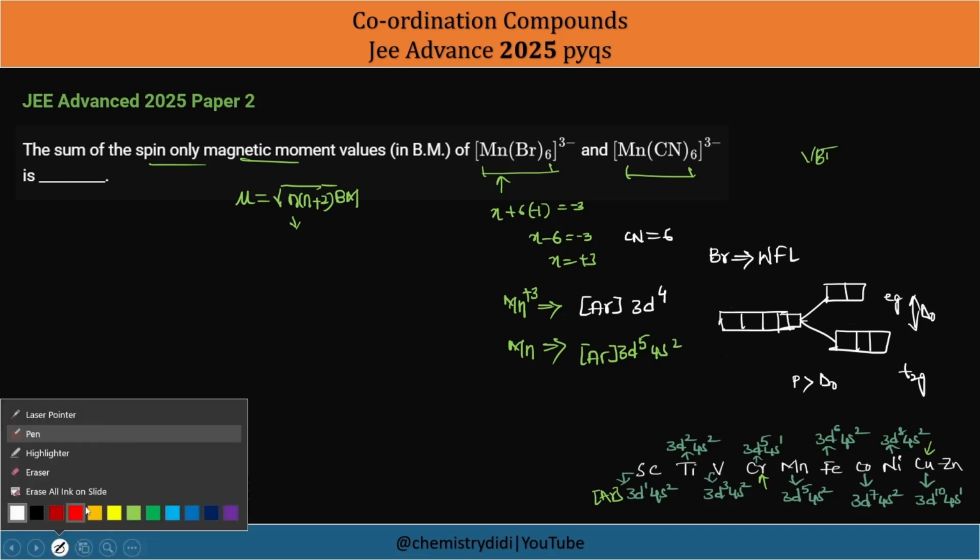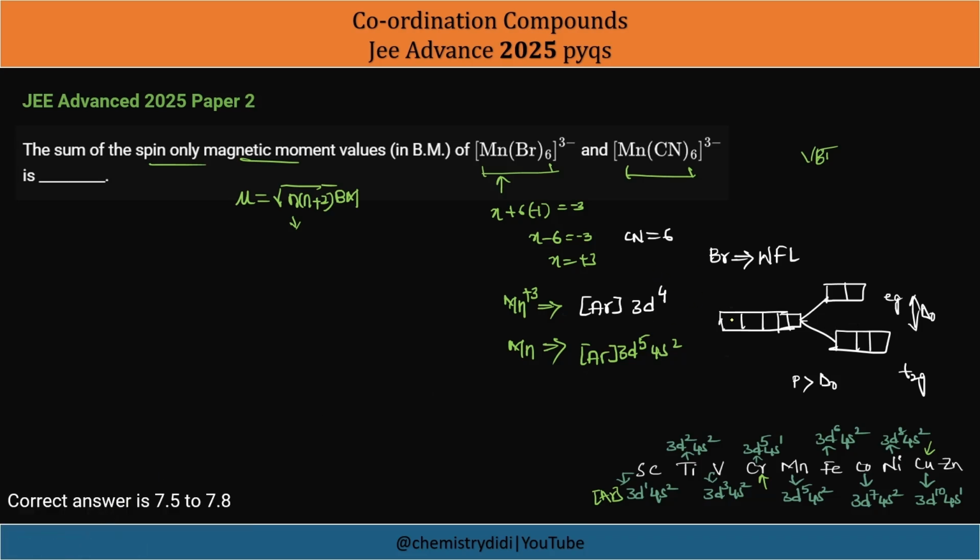Now let's try to fill the electrons. Here 4 electrons were there, 1 2 3 4. How will we fill them over here? First we will fill each orbital with 1 electron, and then pairing takes place, because it is a weak field ligand, so the energy gap will be less.